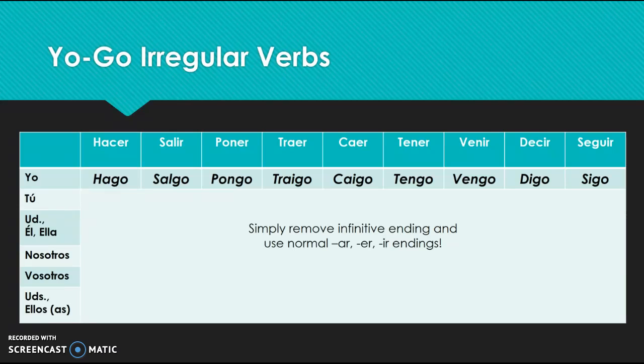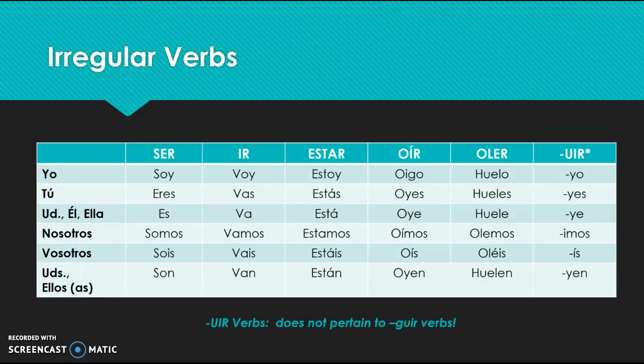There are some verbs that follow no pattern whatsoever. These are the irregular verbs. The irregular verbs are ser, ir, estar, oír, oler, and verbs that end in UIR. Now, UIR is very specific. This does not pertain to a verb that ends in GUIR. The letter combination GU is almost considered one letter, so GUIR verbs do not fall into this category, but other UIR verbs do, like contribuir.